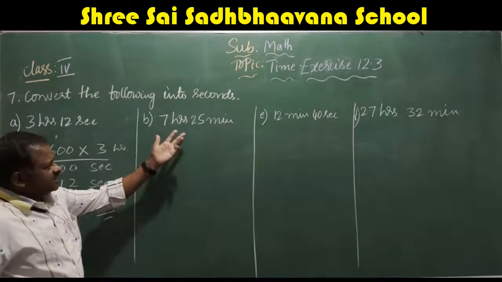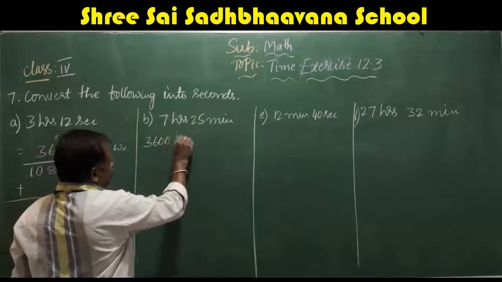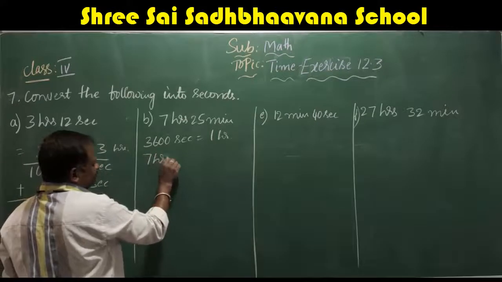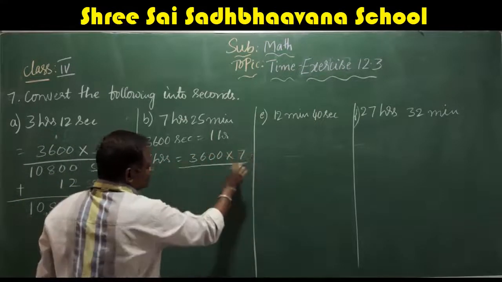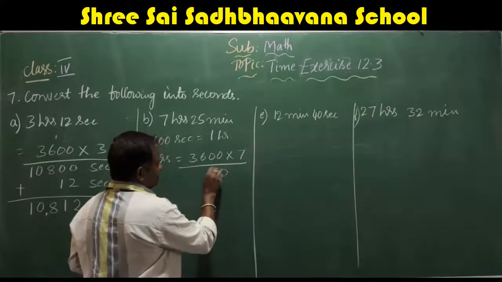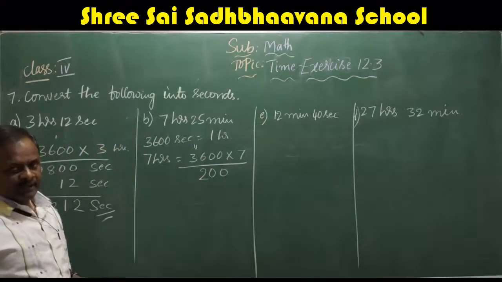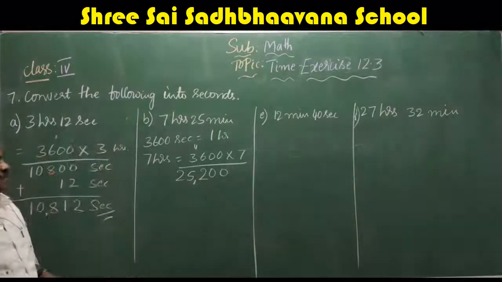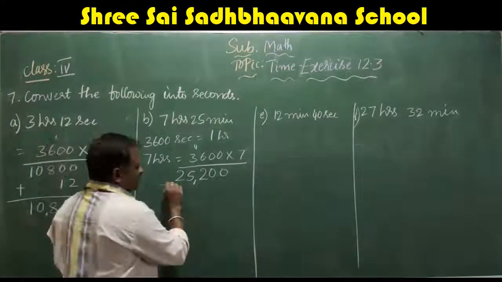Next, come to here, 7 hours and 25 minutes. So you know very well, 3,600 seconds is equal to 1 hour. So 7 hours is equal to 3,600 into 7. Multiplied: 7 zeros are 0, 7 zeros are 0, 7 sixes are 42, carry 4, 7 threes are 21 plus 4, 25. 25,200, plus 25 minutes are there here. So this is about the hour.